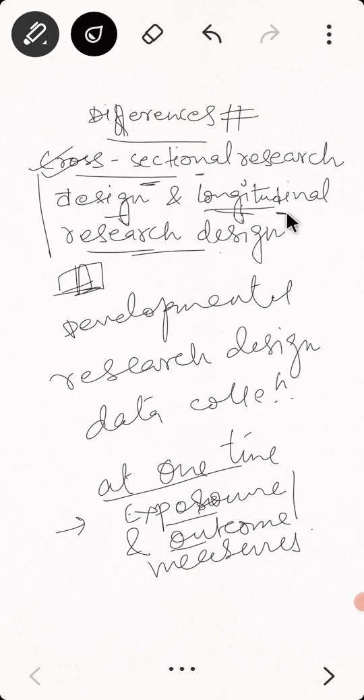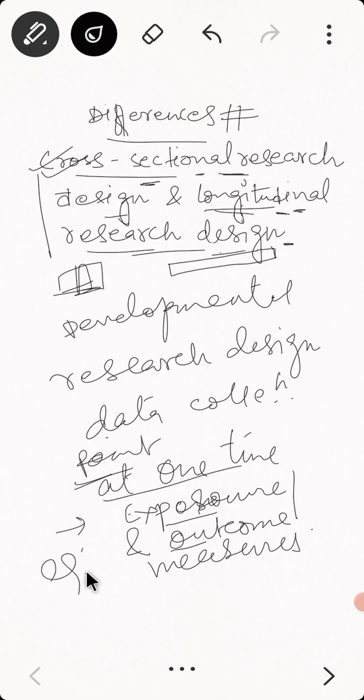It means the longitudinal research study goes through a long period of time. It means you are collecting data for a long period of time in case of longitudinal research design from the same individual. But in case of cross-sectional research design, you are collecting data at one point of time only.